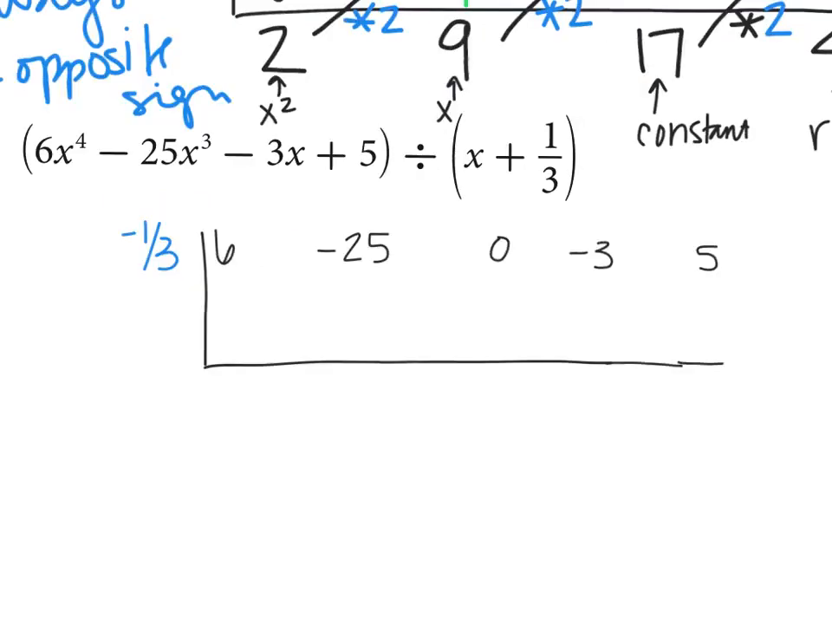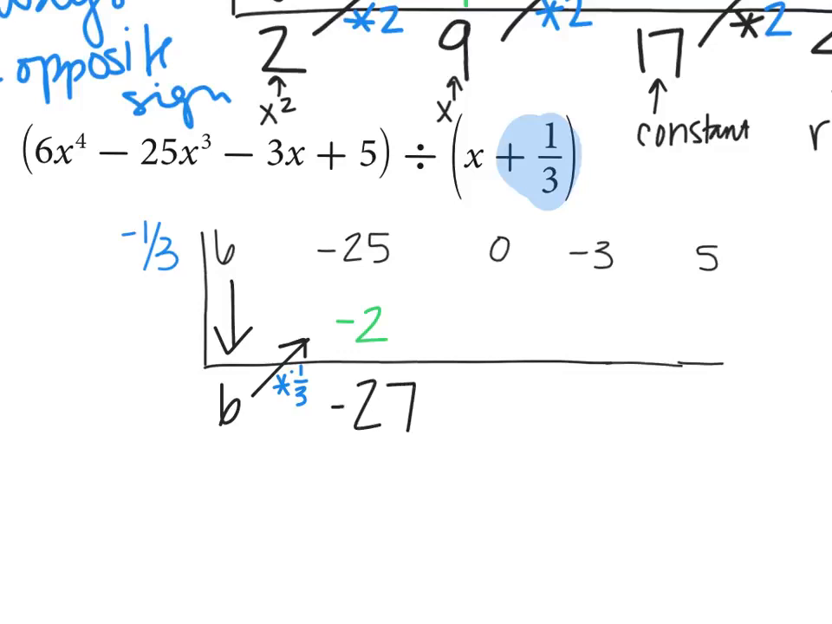That's my answer. Okay, so we've got our problem set up. And again, it's -1/3 because we always use the opposite sign of what's in the parentheses. All right, so what's the first thing I'm going to do for this problem? Bring down the 6. And now I'm going to multiply that 6 by negative 1/3. So what is 6 times negative 1/3? Negative 2. And what do I do with negative 25 and negative 2? Add them, and I get negative 27.